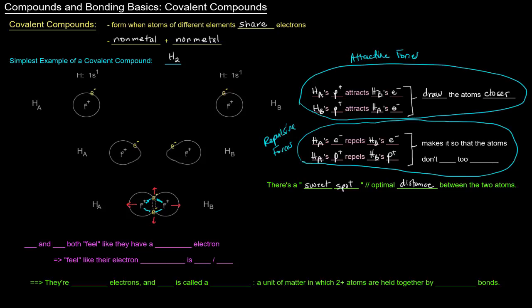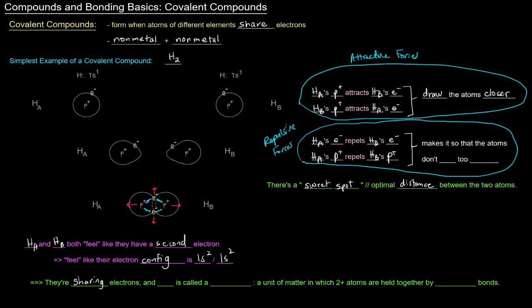And the reason why this is good is now both HA and HB feel like they have a second electron, which makes sense because now they feel like their electron configuration, which I'm just going to abbreviate as config, is 1s2, which is the noble gas configuration of helium, right? So each of them feels like they have 1s2 and 1s2, even though there aren't 4 electrons, but they both feel like they have a second electron, okay? So they're sharing electrons, right?